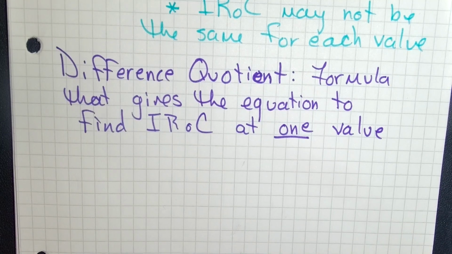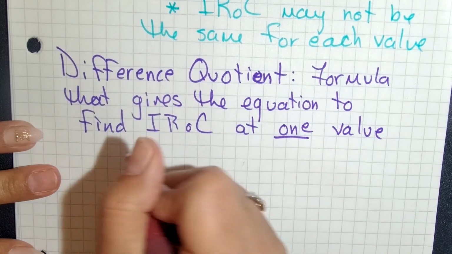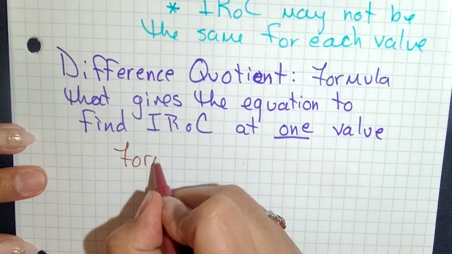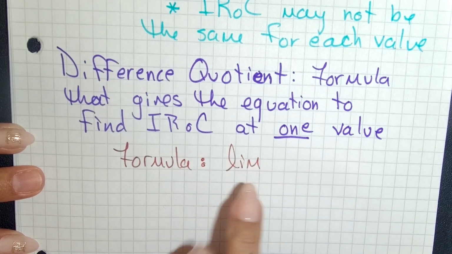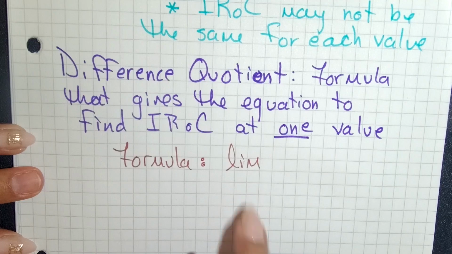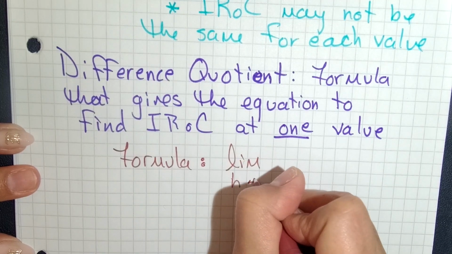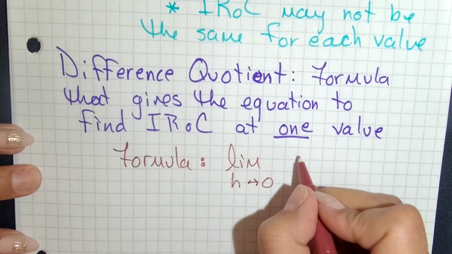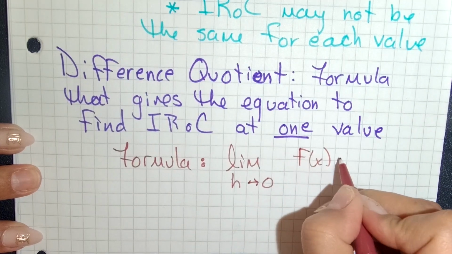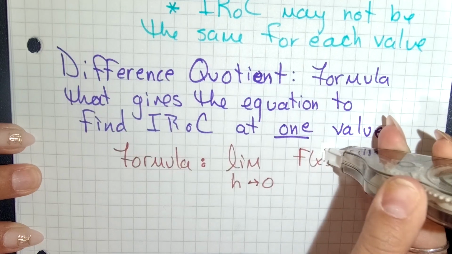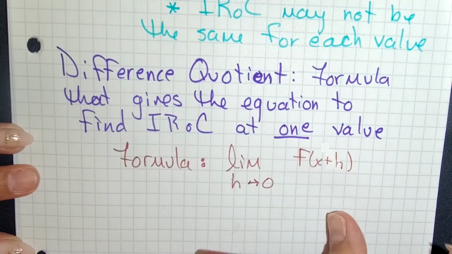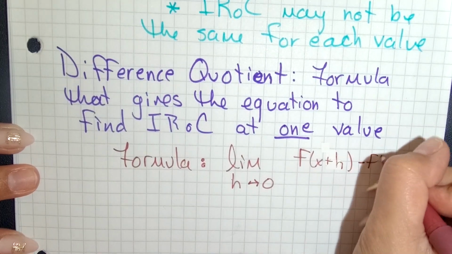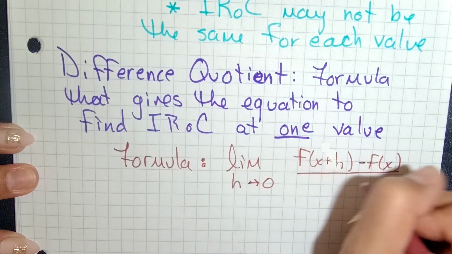Okay, I'm going to give you the formula. It's going to look weird, but I'll explain it, okay? So the formula to find the difference quotient is as follows. Formula. The limit. See why I had you review limits? As h approaches 0 of f of x plus h minus f of x all over h.